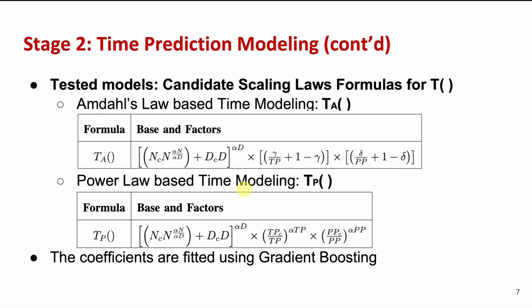So for that, we provide candidates for the scaling law formula. The first one is Amdahl's law based. As you can see, for the factors, we use Amdahl's law to represent the TP and also the PP. We think Amdahl's law can provide a better curve to align with the hardware. Another assumption is the power law based factors, as you can see below. And both of them use gradient boosting to reduce the residual at the end.